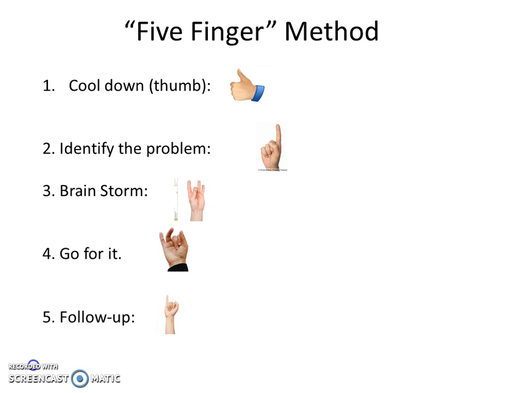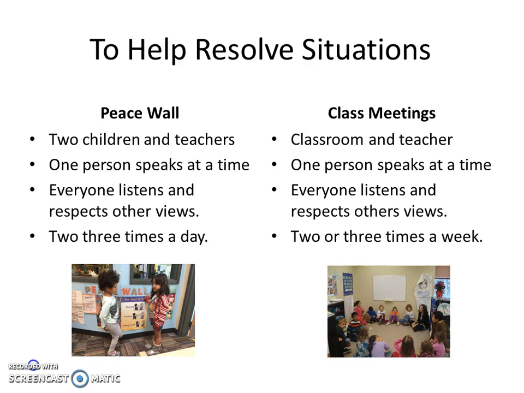And then the I in flip it would be inquiry. Gosh, I wonder what you can do instead. I can see that you really want that toy. And then the P would be practice, or in the 5-finger method, the go for it. Give the child a chance to practice the skills that you've brainstormed together. And then follow up. So there's just 2 quick methods.